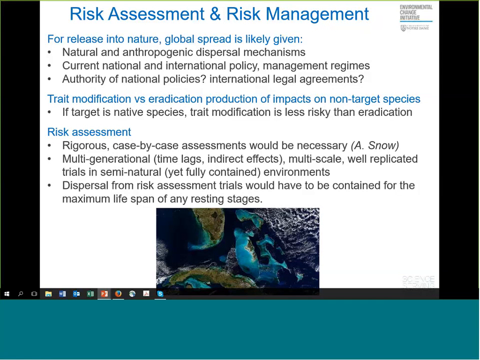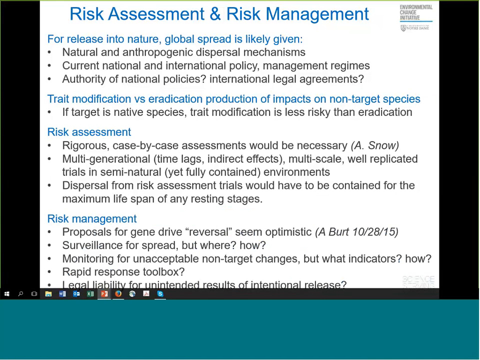Islands have often been mentioned as possibilities, but again, think about those dispersal mechanisms and how readily organisms get onto islands, and think about how readily rats have gotten onto many islands around the planet and how they leave places and go to others, on ships, for example. So any risk assessment trial would have to consider containment of that location for the maximum lifespan, not just of active organisms, but also of resting stages.